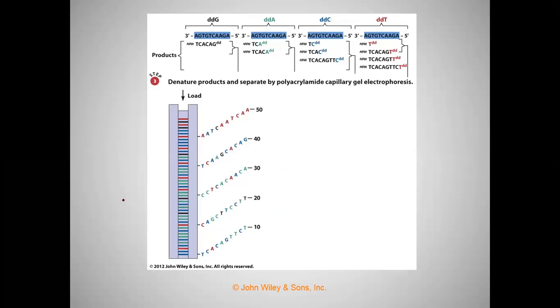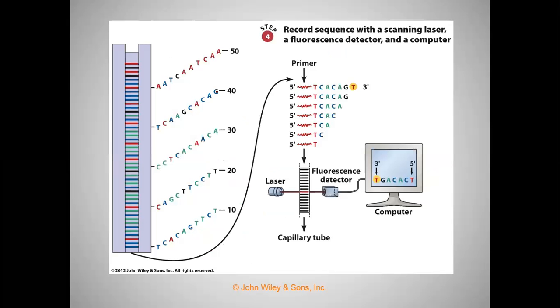By advanced techniques, we can also get the products and separate them by polyacrylamide gel electrophoresis. This technique is automated. We use fluorescent dyes, and that dye can be detected by the laser and the fluorescence detector, and the data can be recorded on the computer. We can get the data by using the DNA sequencing tools.